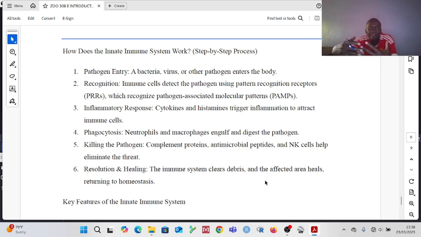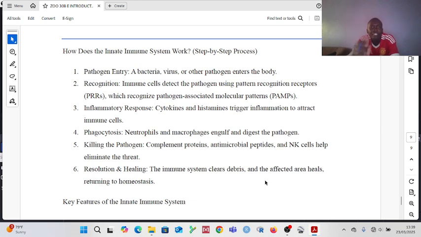Then, once they recognize that yes, it is an invader, it's something foreign, based on the pathogen-associated molecular pattern, an inflammatory response will be triggered. So you have the cytokines and the histamines now triggering an inflammation.